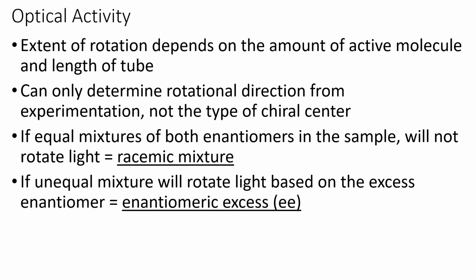One of the good things about this, though, is if I do have unequal mixtures of those enantiomers, we will see the light rotate based on the excess enantiomer that we have. And this is what we would refer to as an enantiomeric excess, or EE. So if you're reading any articles and it talks about an enantiomeric excess, or EE, basically it's telling you how much excess you have of one of the enantiomers over the other, based on how much light was rotated under our optical activity.